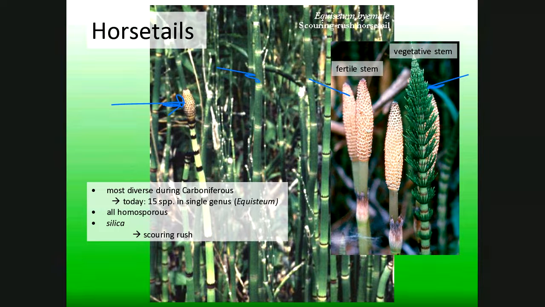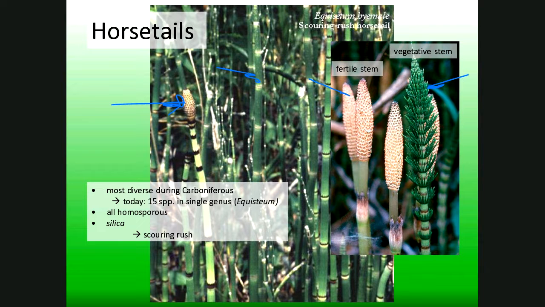They have silica in there because it's a detriment to herbivores feeding upon them. Grazers chewing on horsetails would wear down their teeth pretty doggone quick, because you're trying to chew up basically powdered glass in a way. So it's a very effective way to discourage predators.